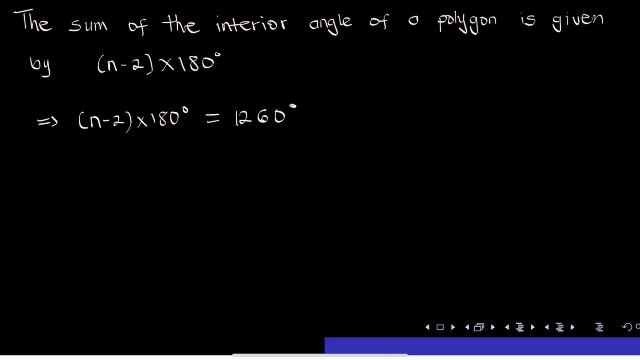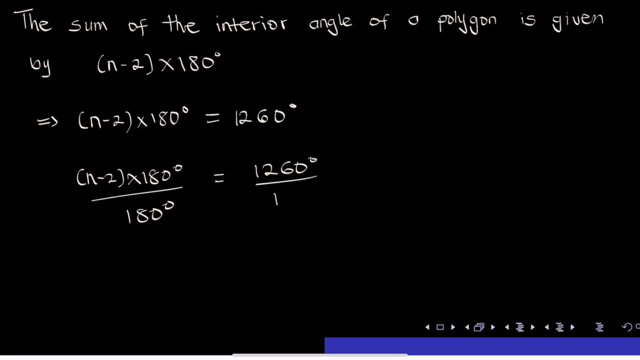To find n, we first have to divide by 180 degrees. So we divide both sides by 180 degrees. So we are going to have (n minus 2) multiplying 180 degrees divided by 180 degrees is equal to 1260 divided by 180 degrees. And so the left hand side is going to be n minus 2 is equal to, then we now divide 1260 by 180. And so we are going to have 7.